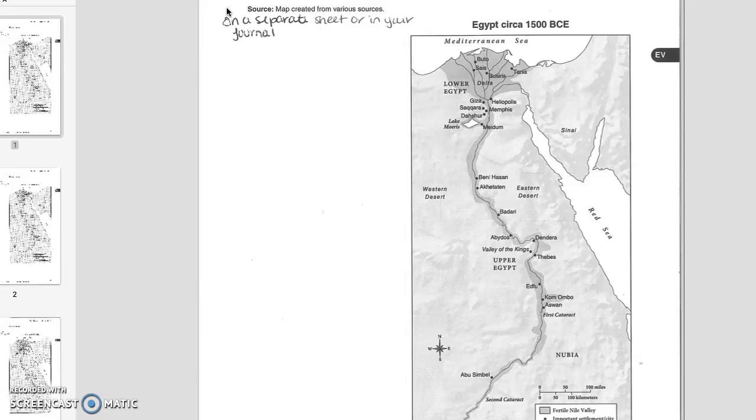After reading the source, it is important to search for any fine print located on or near the visual. This fine print can give you extra information or facts about the visual. There isn't any separate fine print on our map.